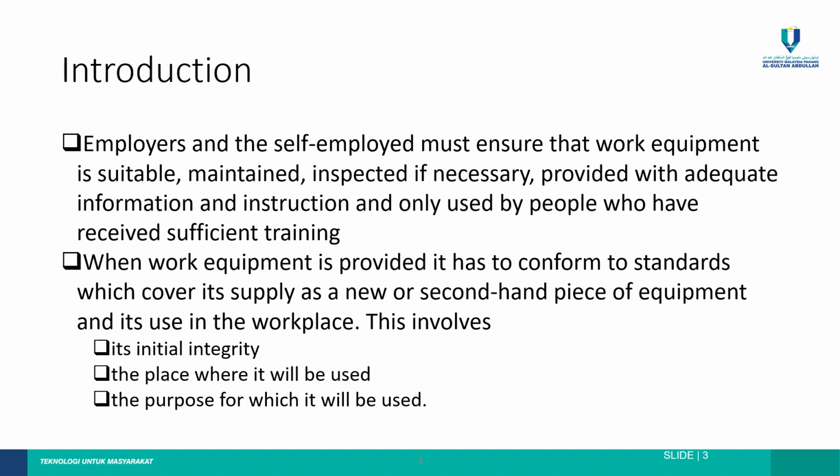So if we can relate it with the OSHA 1994, it is the duty of the employer to provide a safe and healthy workplace. It can also be reflected in this part, which is to provide work equipment that is safe to be used by the workers. Also, one of the important things in providing safe work equipment is to also provide information, instruction and training to those who will be using the equipment.